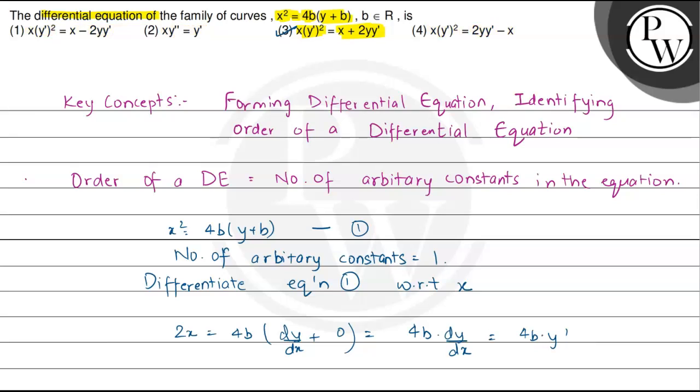Hence, the final answer is option 3, which is xy dash square is equal to x plus 2y dash. I hope you understood it well, and best of luck.